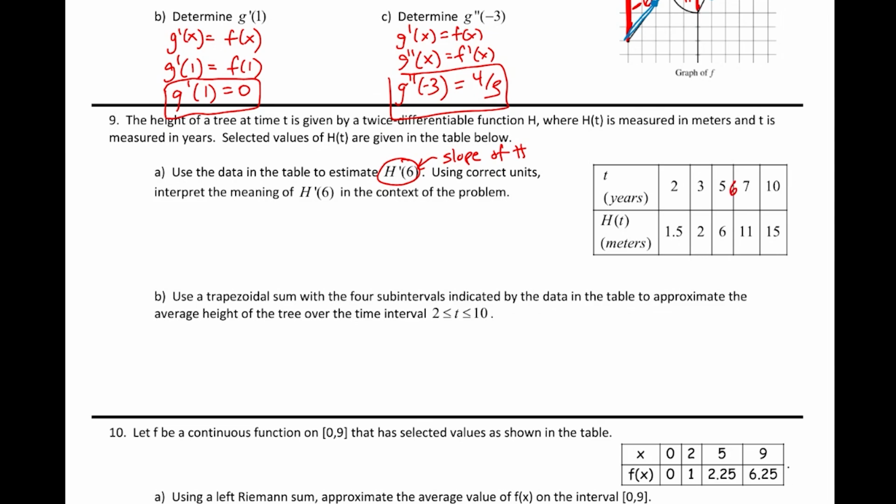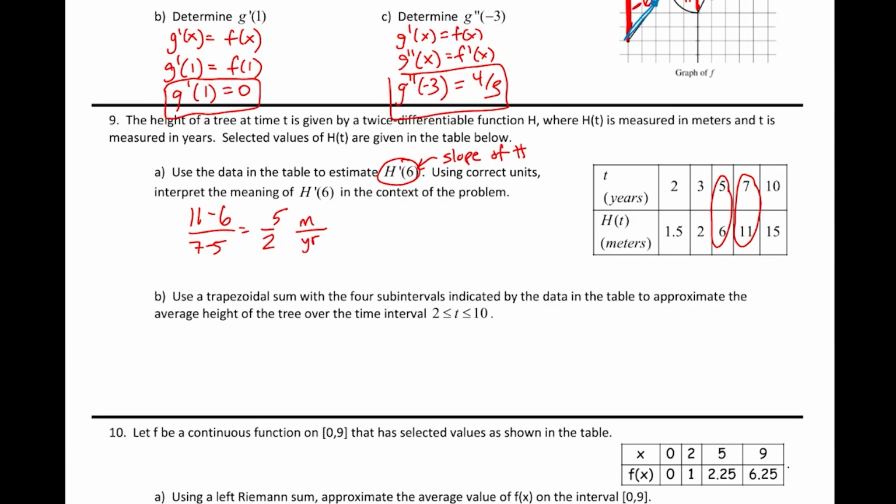Now, we don't actually see 6 in the table. That would be roughly here. So we're going to use the 2 coordinates right around it to estimate that slope. So here's the first coordinate, 5, 6. Here's the second coordinate, 7, 11. So we're just going to use our classic slope formula here. So the difference between the y values, 11 minus 6, over the difference of the x values, 7 minus 5, is going to be 5 over 2, okay, or 2.5. And the units here are meters per year.